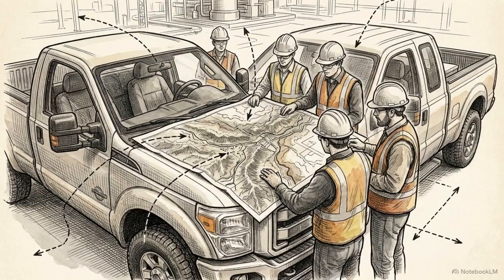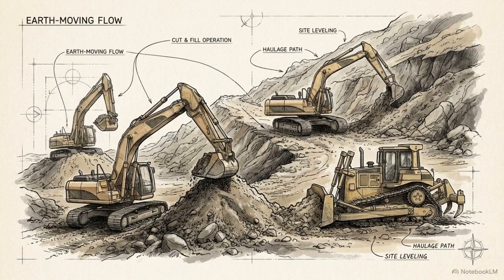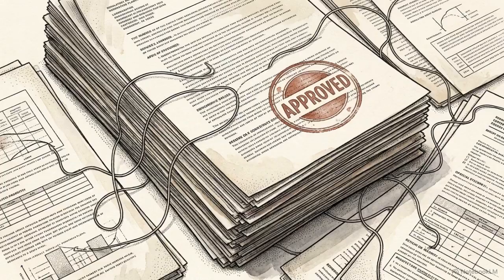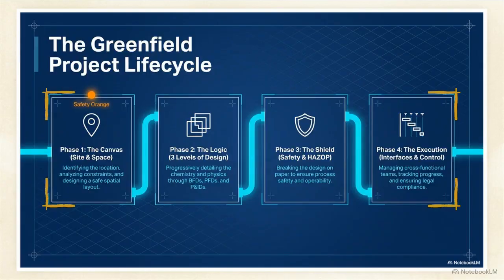Before pouring a single yard of concrete, engineers face massive logistical hurdles. They have to develop the site topography, secure power and water utilities, and navigate complex legal permitting. To manage this scale, project teams follow a strict four-step chronological roadmap.